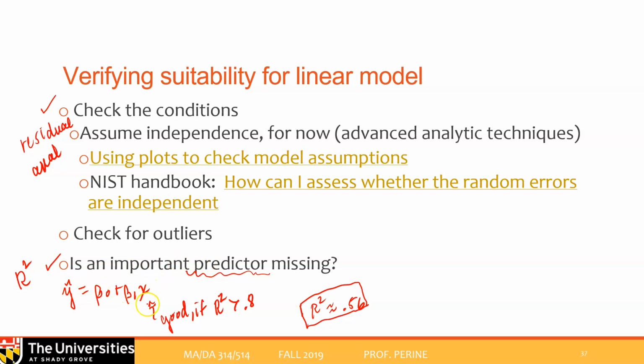Is this a reasonably good fit? If it is, fine, then this is a good model. If it's not, maybe we need to add some predictors to our model. Maybe we need to add another predictor to improve the R squared, to improve the fit.